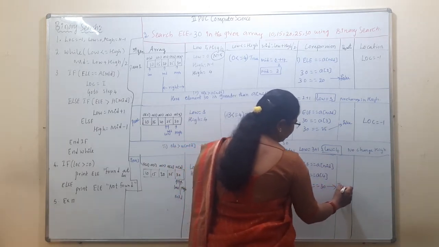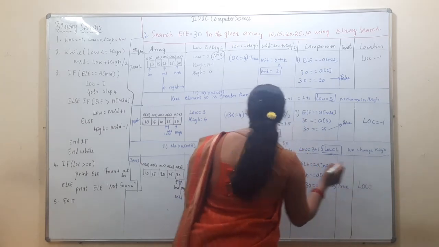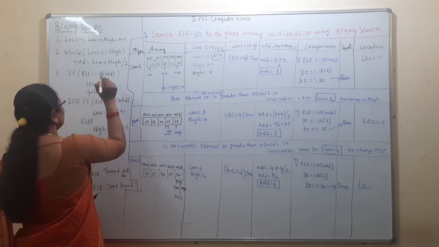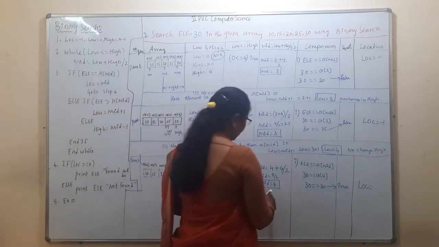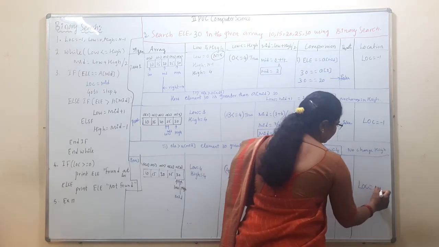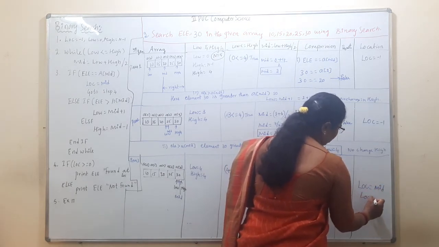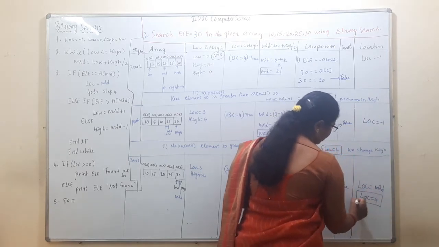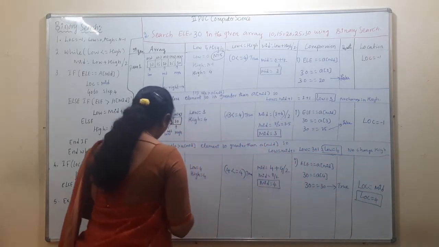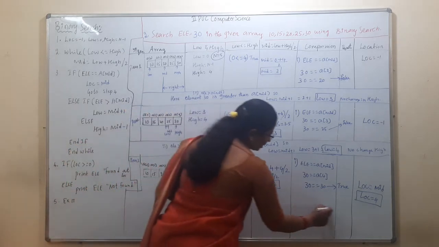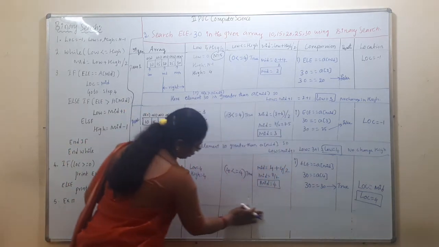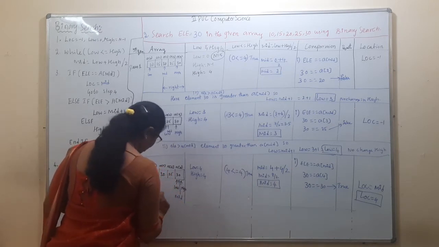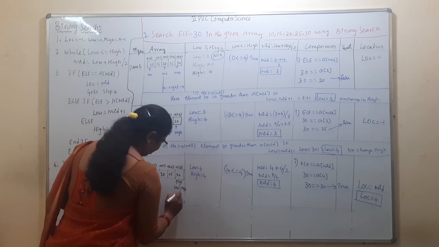The condition is true. Change the location. When the condition is true, change the location equal to mid. What is the mid? Mid is 4. See, -1 gets changed to the new location. When we got the new location, then conclude the result: the particular element is found.